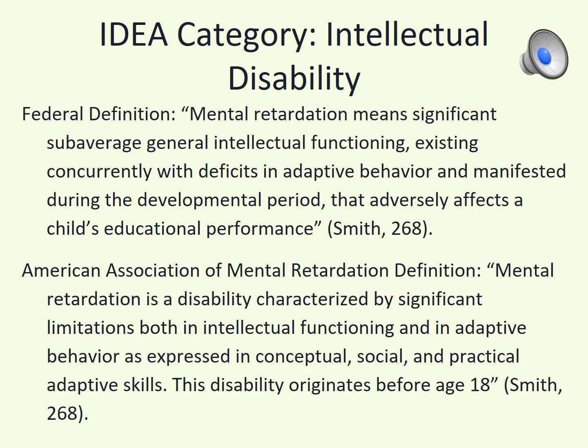Another definition of Down syndrome from the American Association of Mental Retardation is a disability characterized by significant limitations both in intellectual functioning and in adaptive behavior, as expressed in conceptual, social, and practical adaptive skills. The disability originates before age 18.